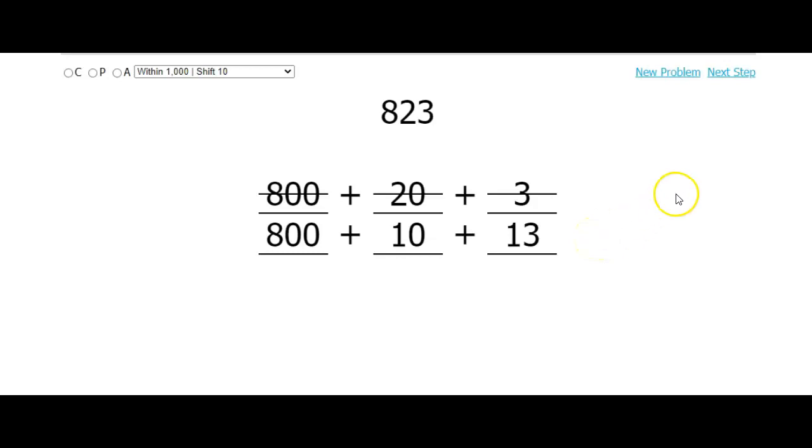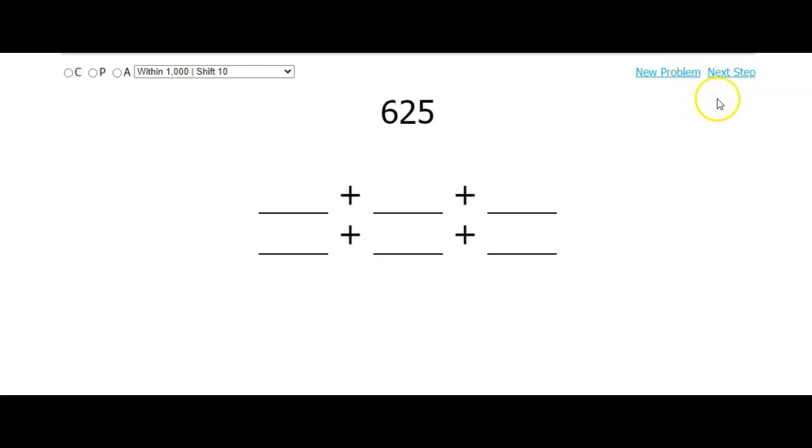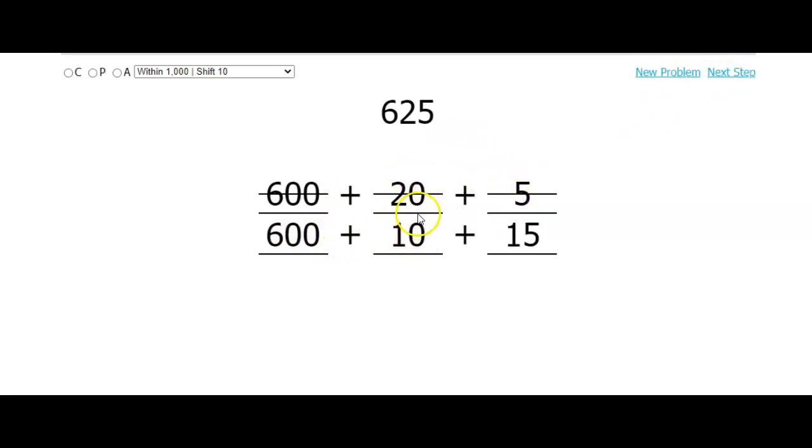Let's do one more practice together before you do your assignment. I have 625. What is this as expanded form? 620 and 5. Remember, we're only shifting tens, so I'm going to leave my 600 the same. I'm shifting a 10 from my 20, so instead of 2 tens, I only have 1 left. And I regroup that 10 with my 5, which will give me 15. So 610, which is 10 less than 620, and that 10 got regrouped with my 5, which gives me 15.